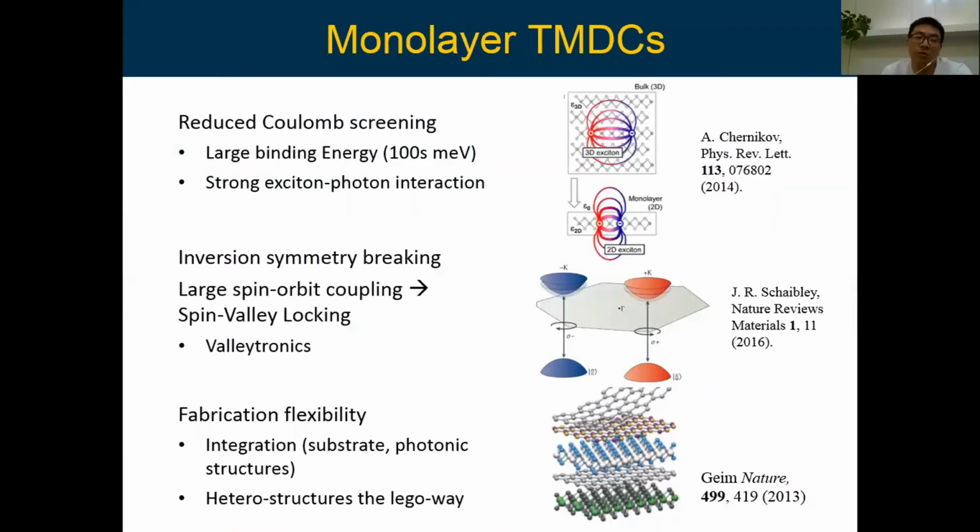So everybody should be very familiar with monolayer TMDCs. They have a very large binding energy and a strong oscillator strength, and the very famous valleytronics, where the valley degree of freedom can be addressed by optical pumping. And last but not least, the flexibility to integrate with any substrate and photonic structures makes it very easy to fabricate those devices. But not everything is perfect.